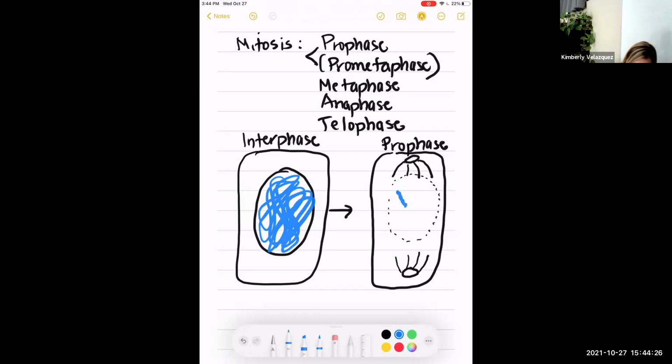Everything that came from dad is going to be blue. So here's a chromosome number 1 from dad, and everything from mom is going to be red. This is a chromosome number 1 from mom. And they wouldn't necessarily be next to each other like that. Here's a slightly smaller one from dad, and here's that same one from mom.